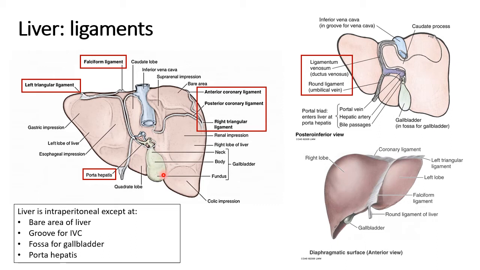The third area is where the gallbladder is attached to the visceral surface of the liver, and the fourth one is where the inferior vena cava is attached to the liver. So these are 4 retroperitoneal areas, including the bare area, the place of attachment of the inferior vena cava, the porta hepatis, and the place of attachment of the gallbladder. The rest is covered by visceral peritoneum.